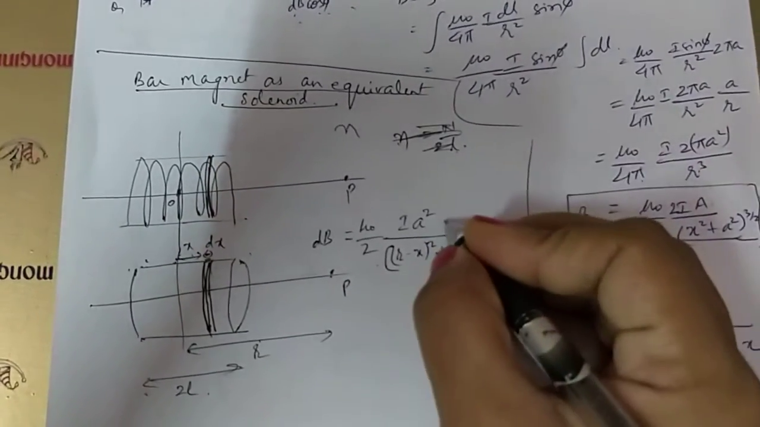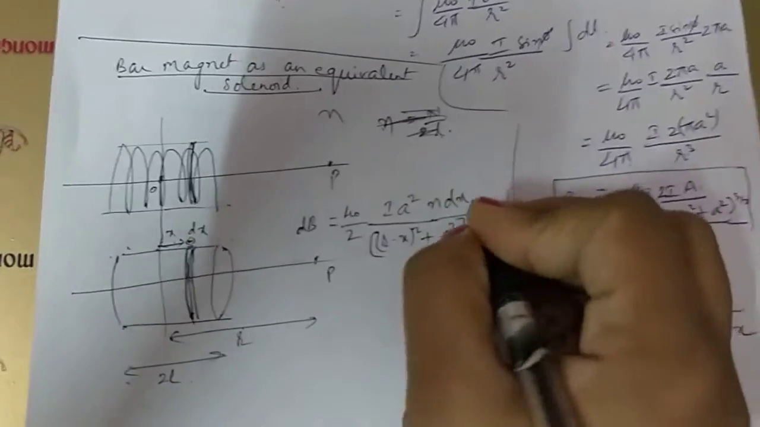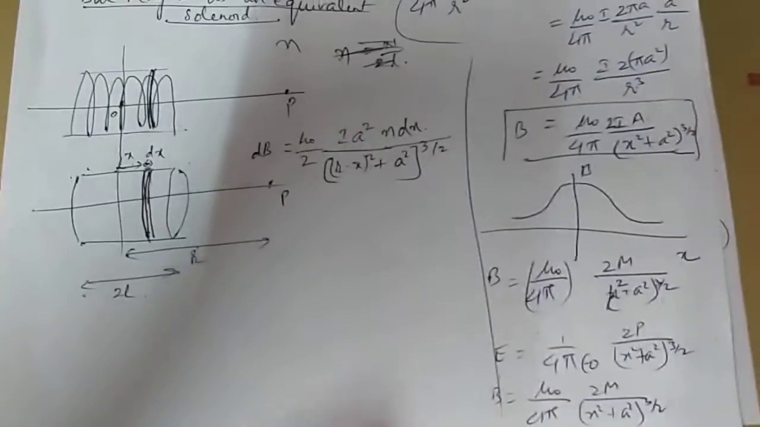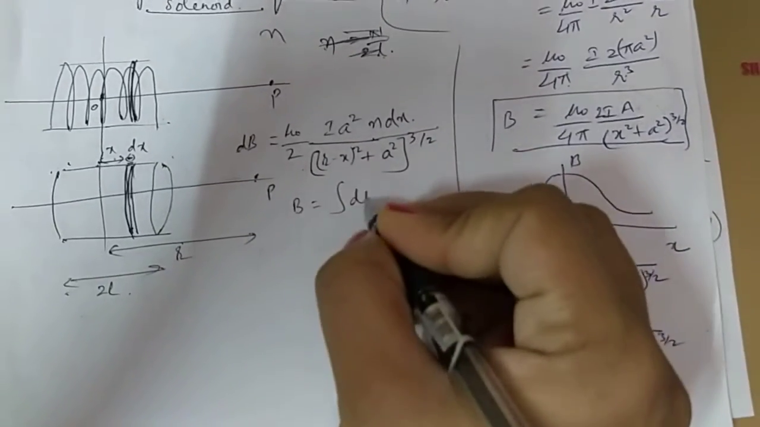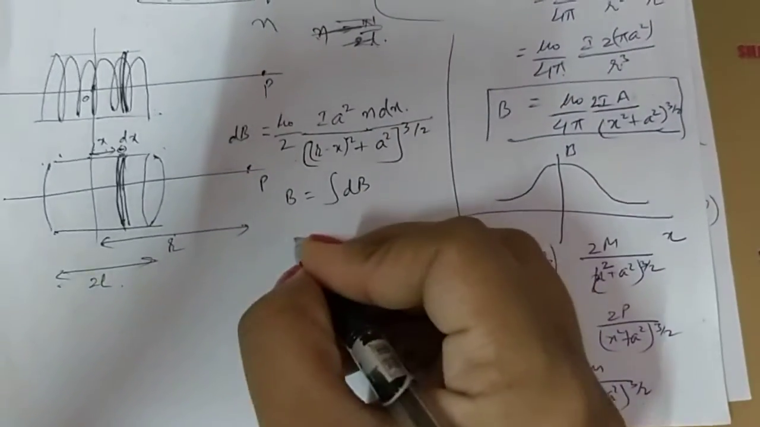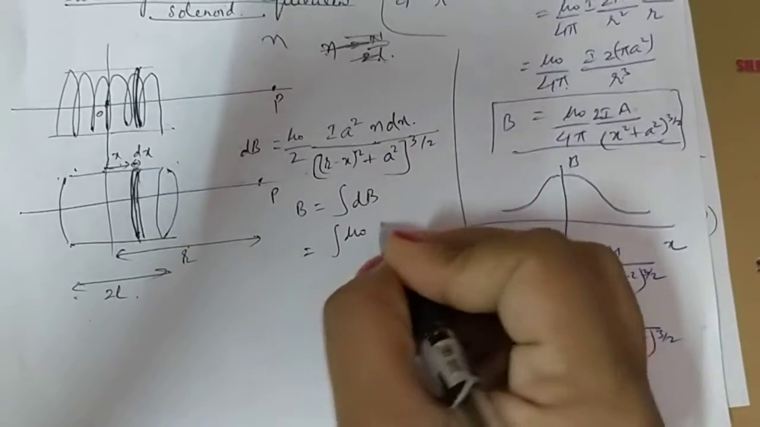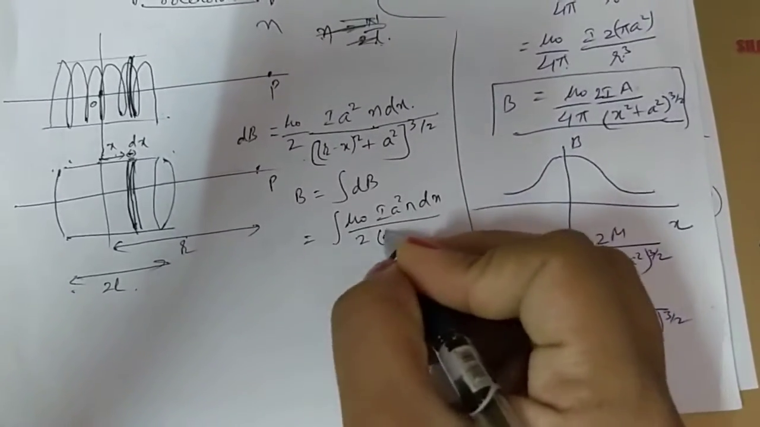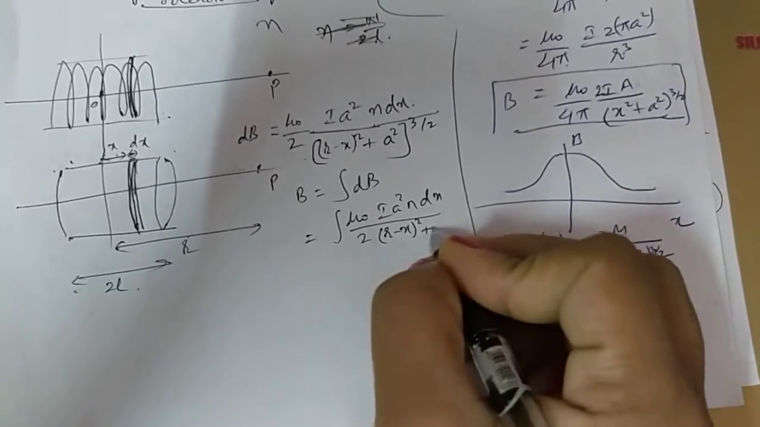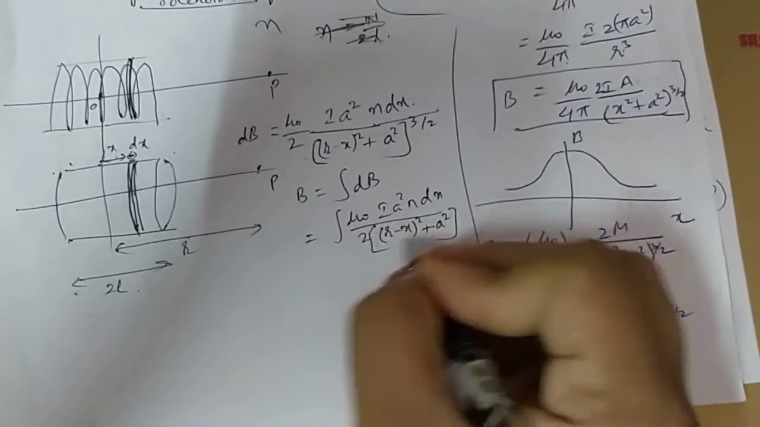So here I'll get the number of turns as n dx. This also we have to multiply. Now next, if I have to find the magnetic field, I'll have to just integrate this dB. So this whole thing will be integrated, and I'll get mu naught I a square n dx upon 2 [r minus x] whole square plus a square raised to power 3 by 2.